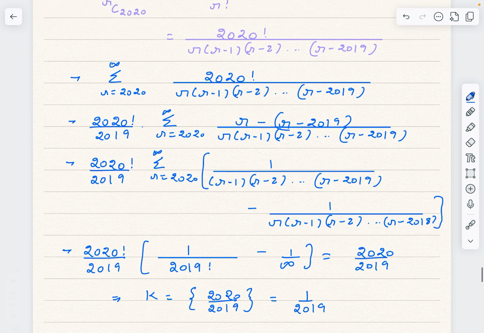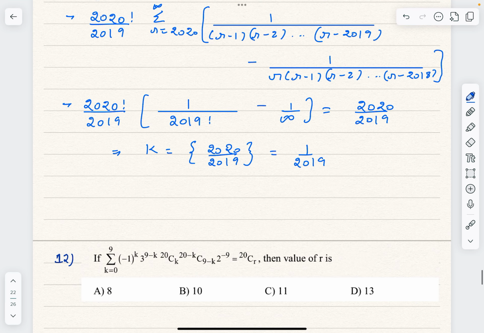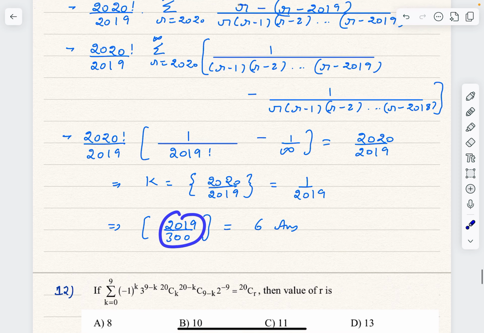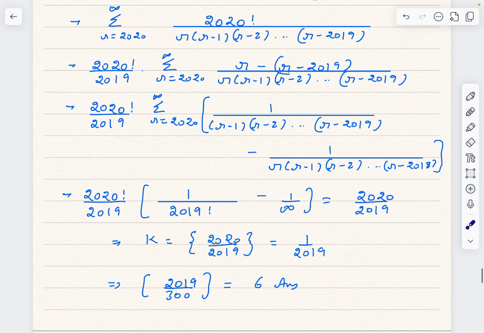Okay, and finally they're asking what? Step of 1 by 300k. So step of 1 by 300k, so there will be 2019 by 300 step. You can see this is about to be 6 only. 1800 by 300 would have been 6, 2100 by 300 is 7. So this number lies between 6 and 7. So step will be 6 only here. So this method will be fine, guys. Next.